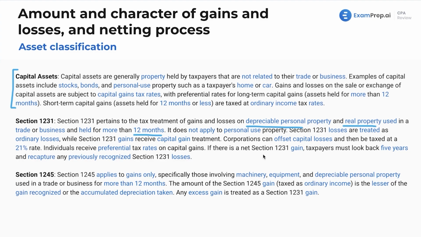If there is a net Section 1231 gain, taxpayers must look back 5 years and recapture any previously recognized Section 1231 losses. And as the times come where we really need to go through that, depreciation recapture, we'll see examples of it. Just a general idea of what depreciation recapture is.